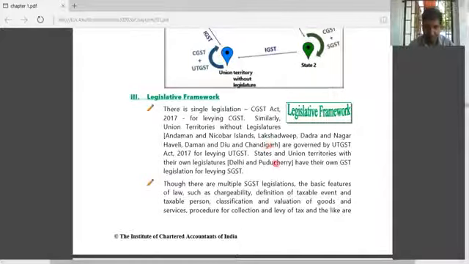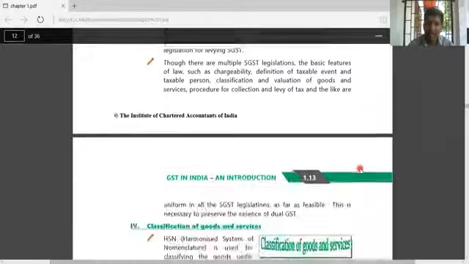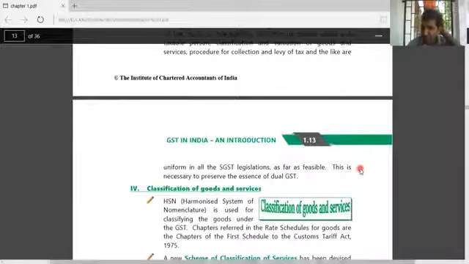So even those 2 union territories will be charging SGST, whereas the other union territories will be levying UTGST plus CGST. Though there are multiple SGST legislations, the basic features of law, chargeability, definition of taxable event, taxable person, classification and valuation of goods and services, procedure for levy of tax, and the like are uniform in all the SGST legislations. Not much important.